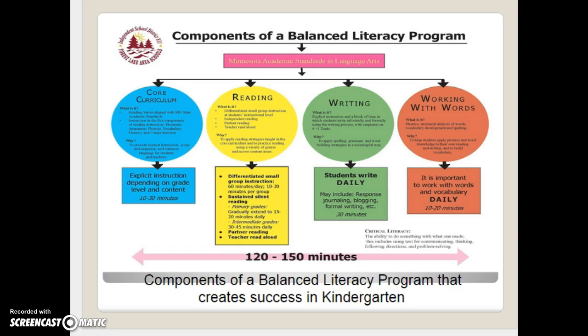Components of a balanced literacy program. A balanced literacy plan is most effective when children are given direct instructional support and a variety of daily reading and writing experiences that are needed in the complex process of becoming independent readers and writers. When we look at this in teaching our core curriculum, our reading instruction, our writing instruction, and working with words, again, these are all interrelated and integrated and approached in different ways.